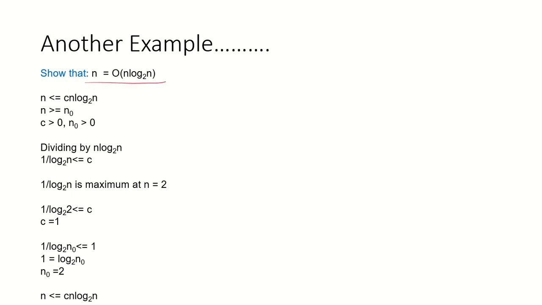We have to show here that n is big O of n log n. That means we have to prove that f(n) is less than or equal to C g(n). This is g(n) and this is f(n). Dividing by n log n on both sides, we get 1 upon log n less than or equal to C. This would be maximum when log n to the base 2 would be equal to 1.